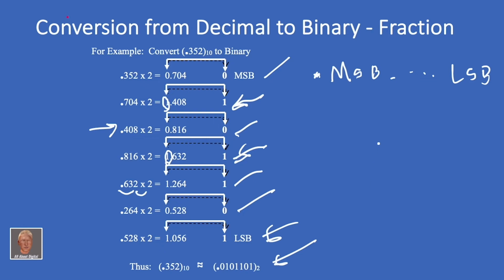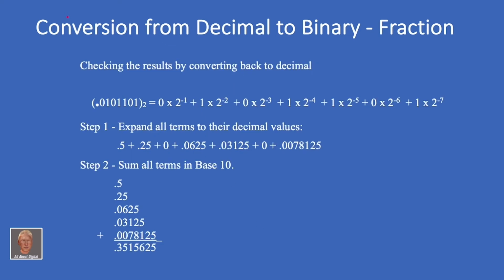It's like figuring out what pi is. But that's okay. You just go to whatever accuracy you need. And typically inside of a computer, it's the length of the computer word, 16 or 32 bits. This is the number that we got when we did the conversion of 0.352 base 10. We got the binary number 0.0101101. Let's see how close we got to 0.352 with this binary number.